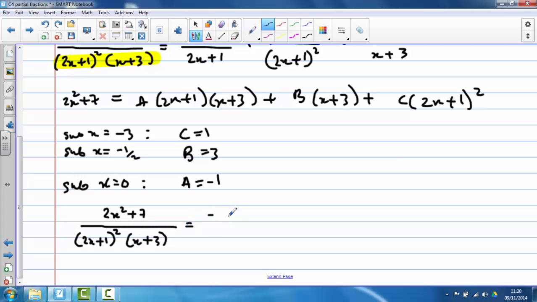This equals minus 1 over (2x plus 1), plus 3 divided by (2x plus 1) squared, plus 1 over (x plus 3).